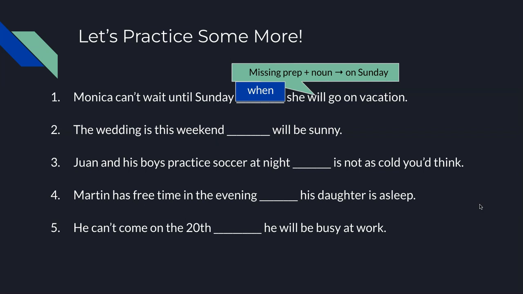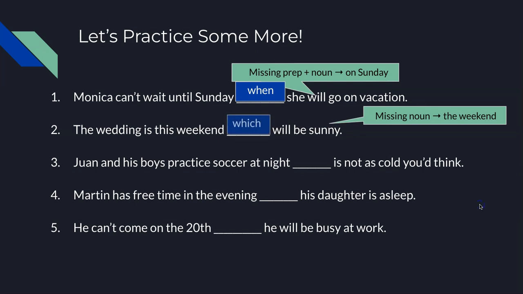Take a look at number 2. The wedding is this weekend. Will be sunny. What is missing in this sentence? The weekend will be sunny. The weekend is a noun. That means that the answer is which. The wedding is this weekend, which will be sunny. The weekend will be sunny. Take a look at number 3.